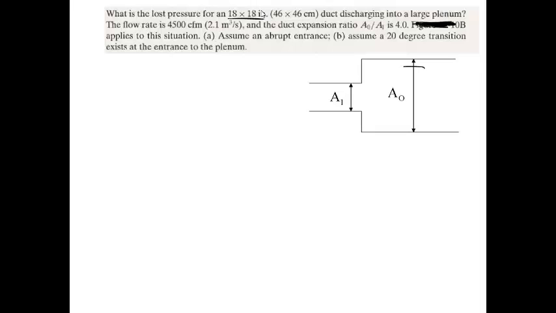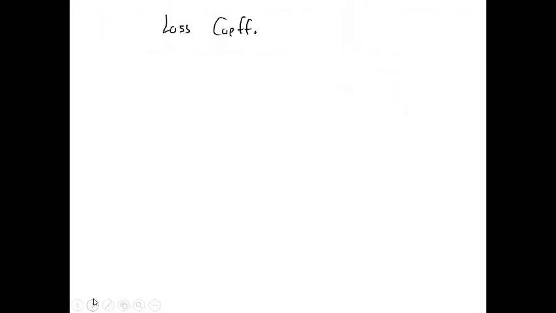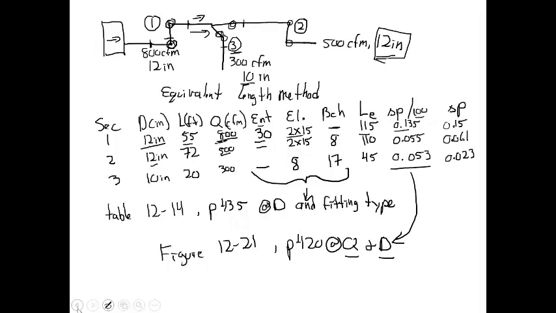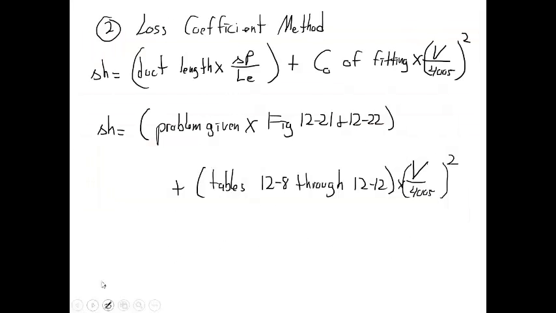Now, the loss coefficient method is a little bit different. I'm going to split this up into two things. If you look back into the prior slide where we went over this, the loss coefficient method basically looks at your loss associated with the actual duct length. So that's almost similar to the equivalent loss method. You take the loss associated with a certain duct length, and then you add the loss due to all the fittings.